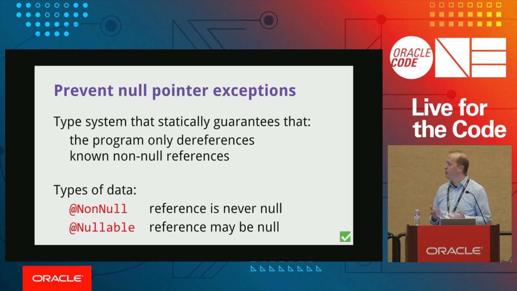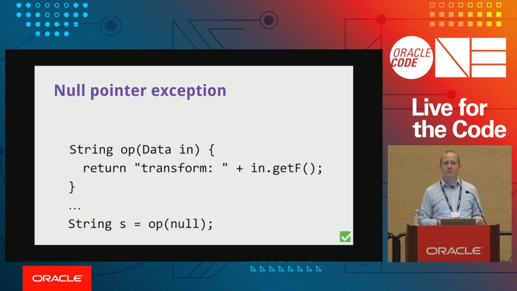So we want to present you a simple type system that helps you prevent null pointer exceptions at runtime. What we need to do for this is have a distinction between references that can be null at runtime and references for which we have a guarantee that they are never null at runtime. So we call those nullable and non-null.